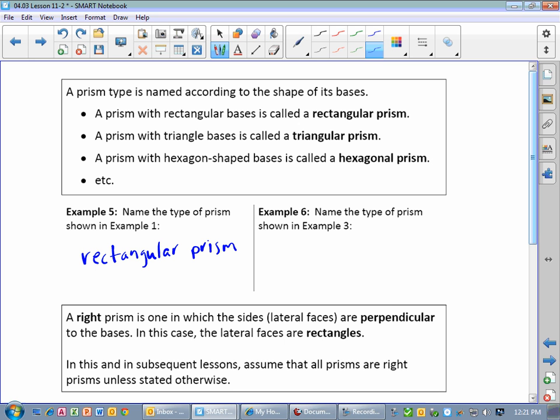And again, you may see this written, or you may think of it also as a rectangle-based prism. In other words, think about a square. If you have a prism with the base of a square, would you call that a squarer-based prism? Or a squarer prism? No, you just call it a square-based prism. Triangle, well, we can say triangular, and that takes on that meaning, so triangular prism. Or we can just call it a triangle-based prism.